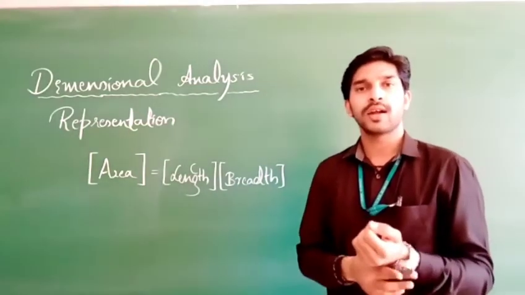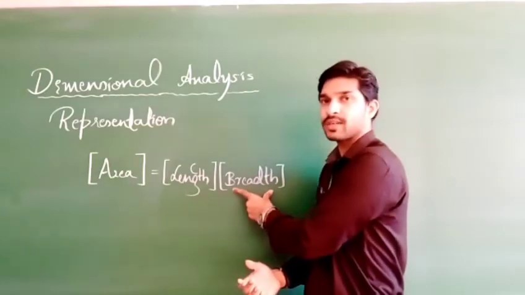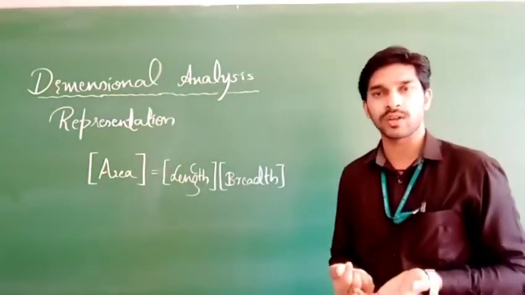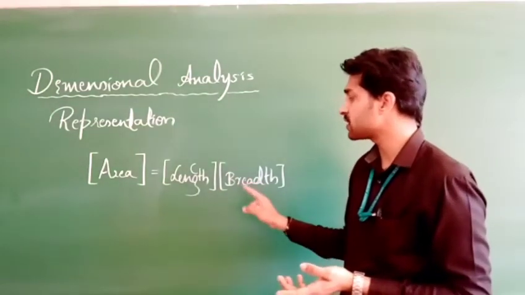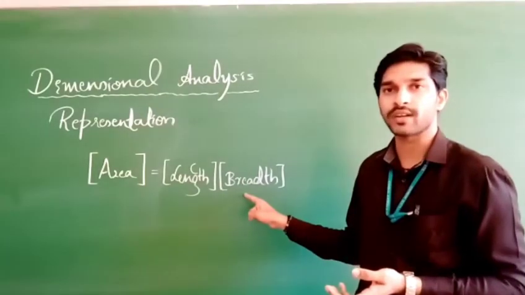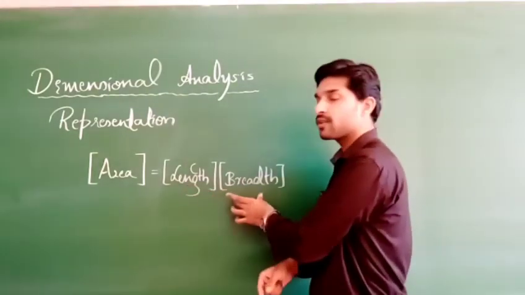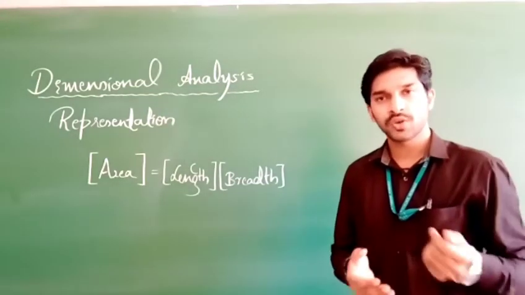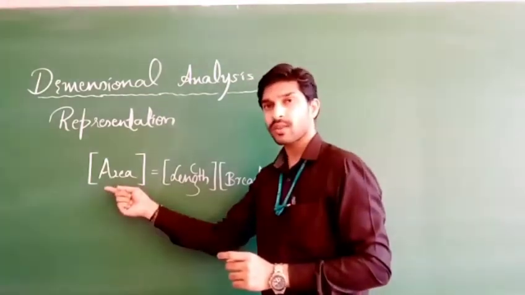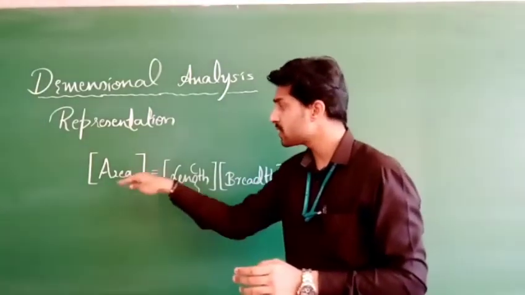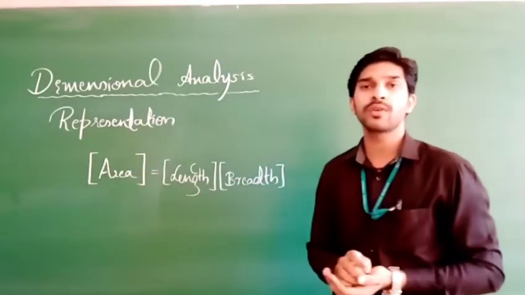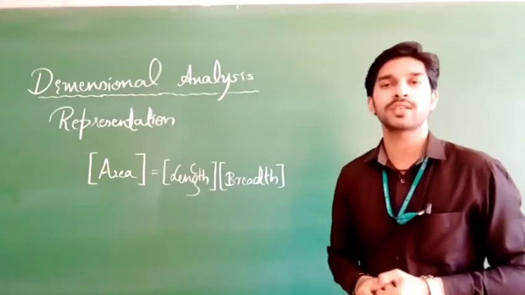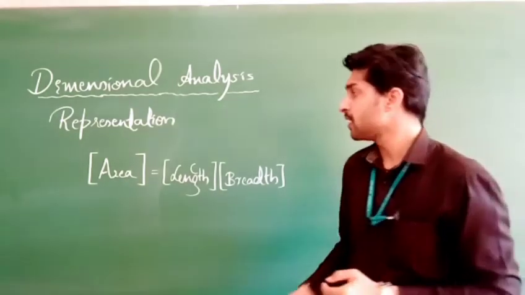If we measure breadth, that is also a unit for length only. This is in meters, and that is also in meters, correct? So meter into meter becomes meter square. That means area is a derived quantity. This area, a physical or derived quantity, we are going to represent in our known fundamental quantity. That process is dimensional analysis, correct?